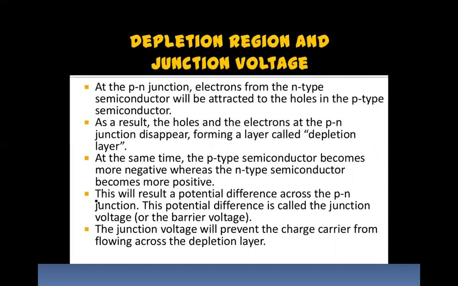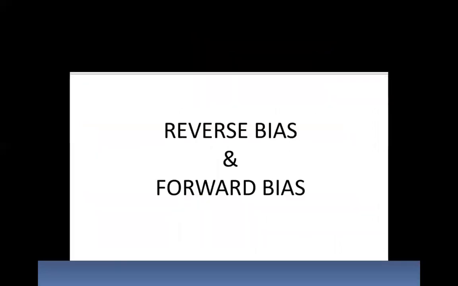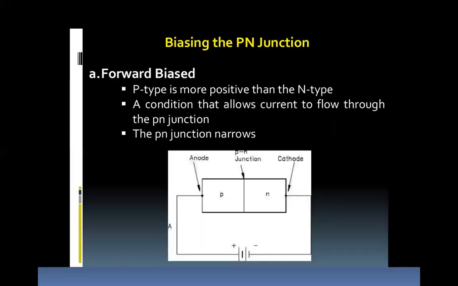We have discussed this. The junction voltage will prevent the charge carriers from flowing across the depletion layer. As we discussed, there won't be any further movement of charge carriers from one region to another because of the junction barrier developed on the depletion layer. Now we can have the connection of the particular PN diode in two bias ways. We have seen the construction of the PN diode, but how it behaves when I give a source in a different manner, that can be called forward bias and reverse bias.